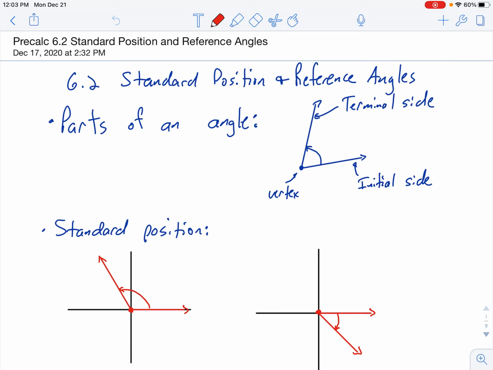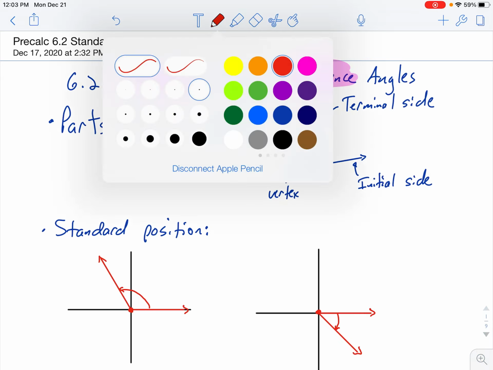Today, 6.2, we are going to talk about drawing angles in what we refer to as standard position, and then we're going to find something called the reference angle for any given angle. Those are the two main goals for the day, to sort those things out.